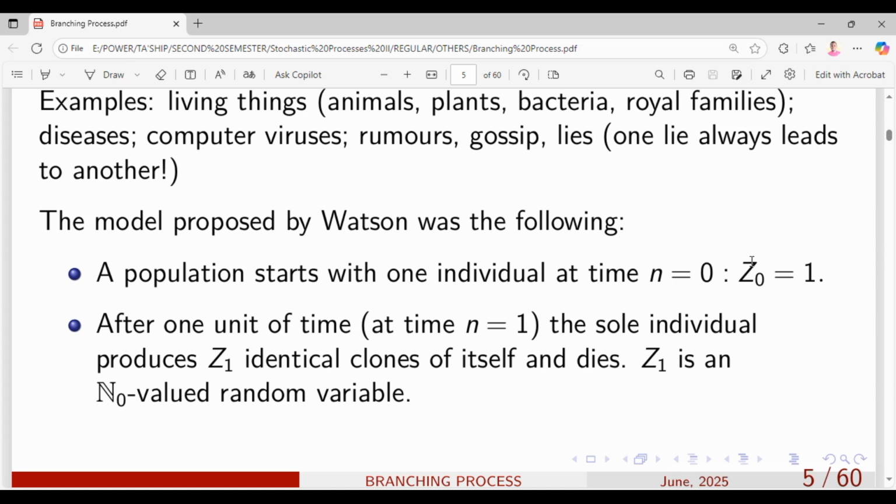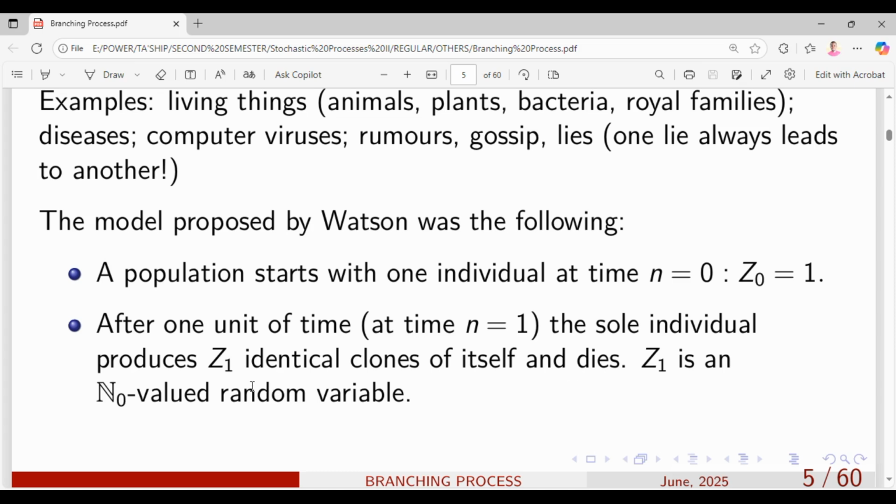So the Galton-Watson process says that the origin of the population that we are going to study over time is going to begin with just one species. So after 1 unit of life, at time n equal to 1, the sole individual produces Z1 identical clones of itself and dies. If you pick a human being, for instance, there's no human being that has more than one life. Your life is just one. So once you give birth, your lifetime will end.